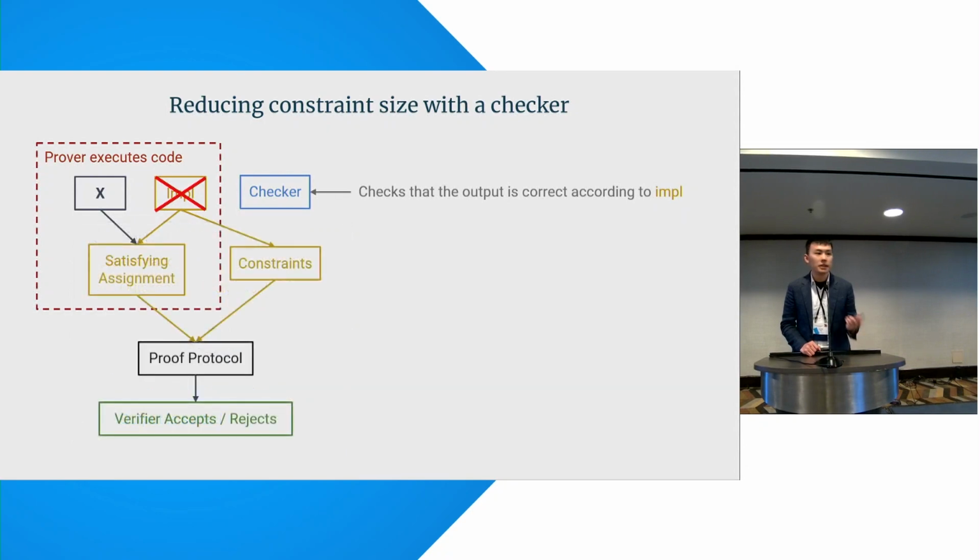These two statements can be translated into far fewer constraints than, say, translating a quicksort or merge sort algorithm. And this is indeed what they did. Instead of translating the implementation into constraints, they translate this checker. This usually leads to far fewer constraints being produced, and as a result, faster proving time.